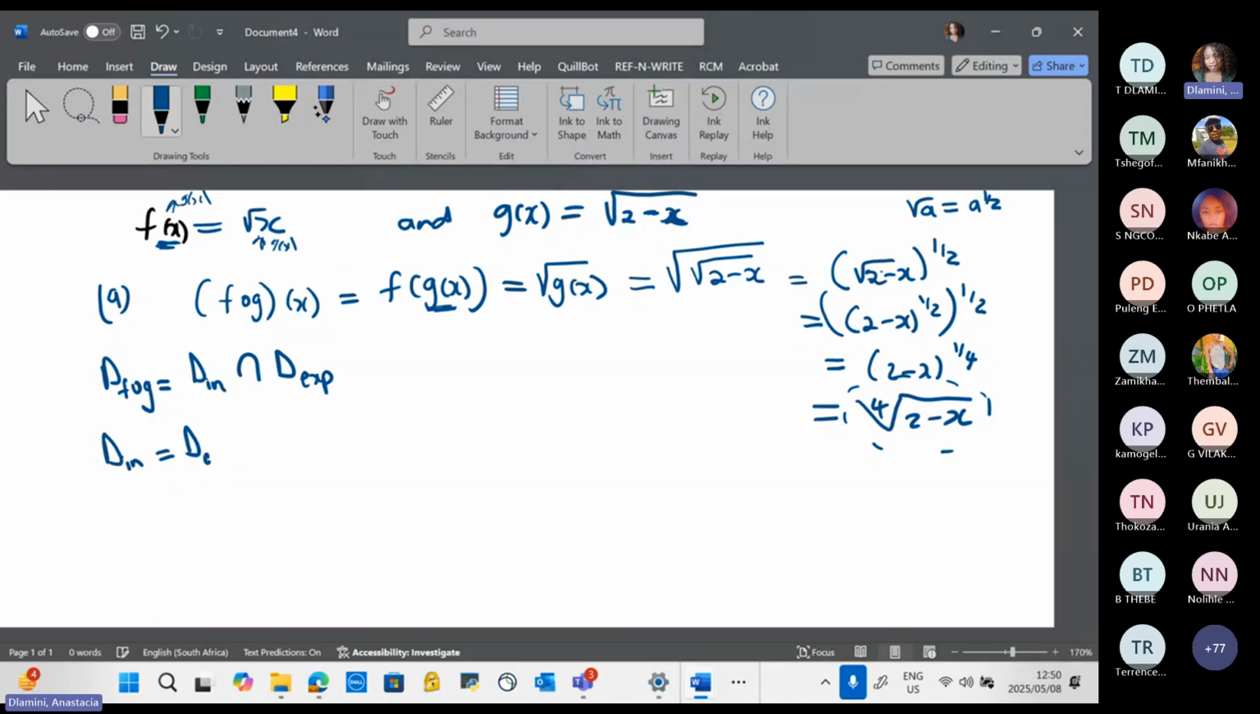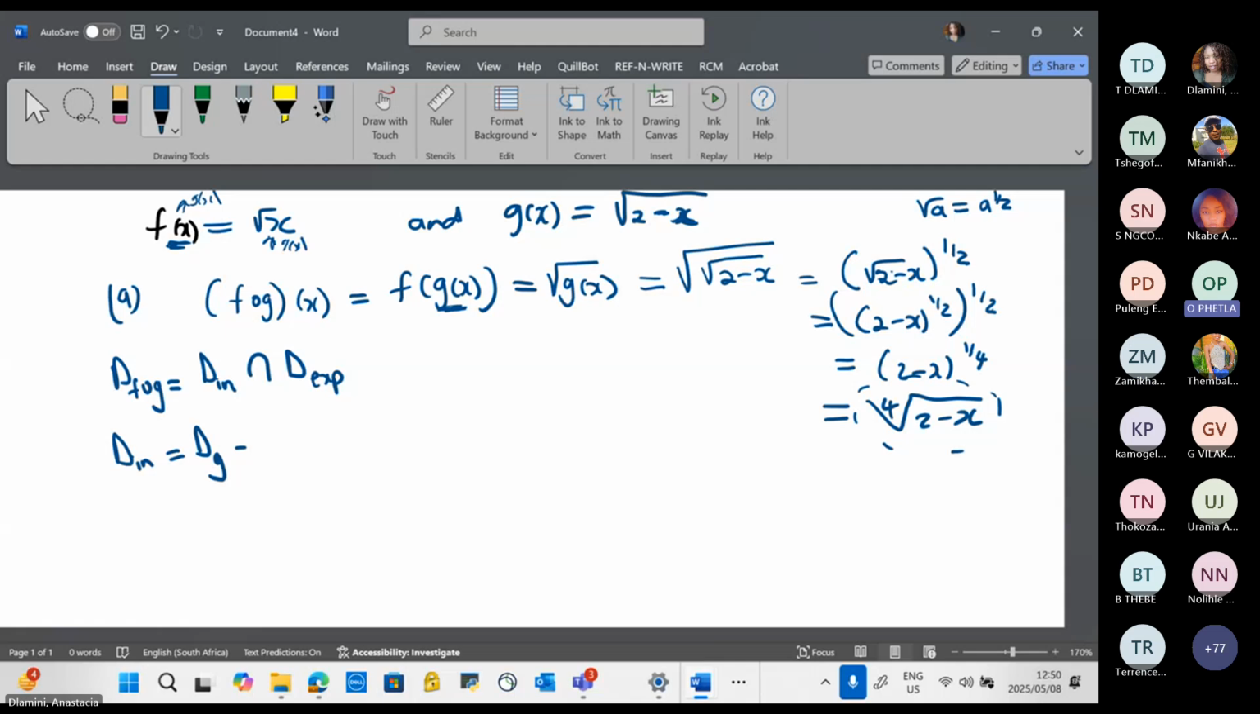What is the domain of g of x? So x is such that 2 minus x should be what? Not 0. Greater or equal to 0. Why? Because it gives us undefined. Everything under the square root should be positive or equal to 0. That's why we say greater or equal to 0.